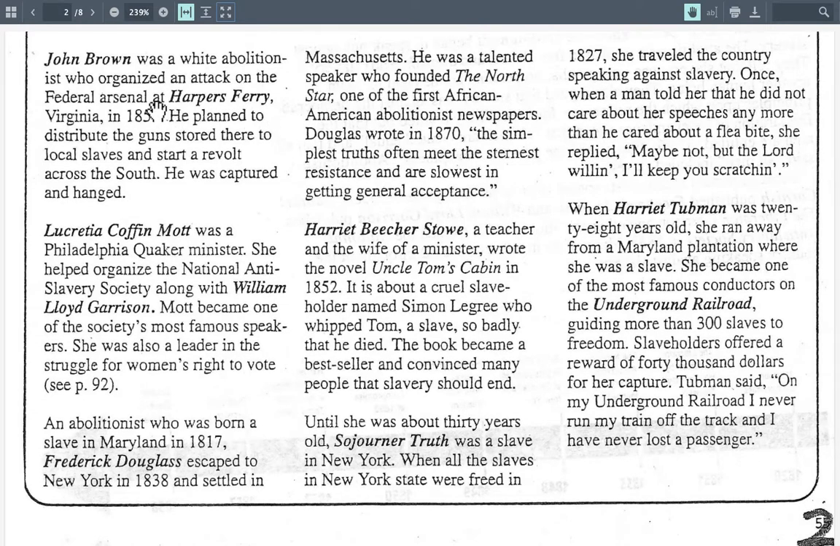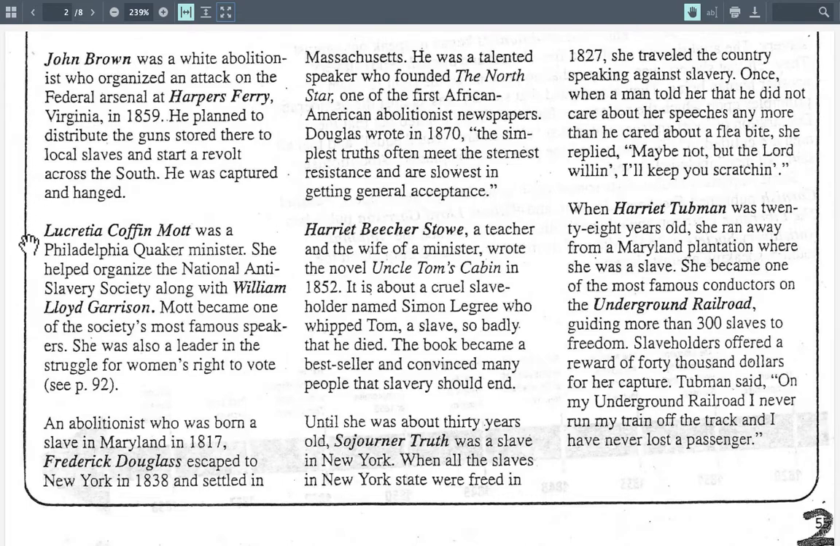So John Brown was a white abolitionist who organized an attack on the federal arsenal at Harper's Ferry. He planned to distribute the guns stored there to local slaves and start a revolt across the South. He was captured and hanged.